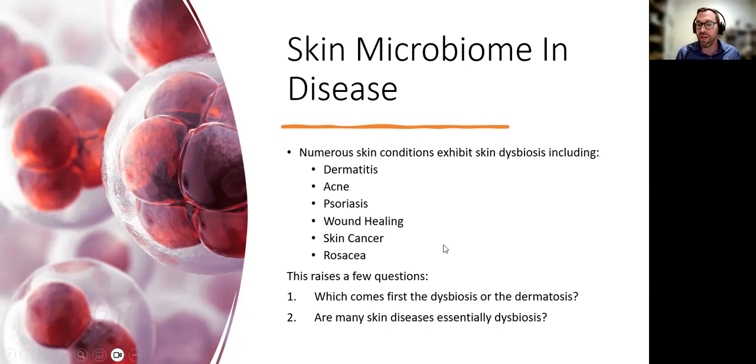And the second question it raises: are many skin diseases essentially dysbiosis? So we're changing the way we look at things. If we think about dermatitis, for example, atopic dermatitis tends to be common in younger populations. And we know that there's an abundance of pathogenic flora. Staph aureus, like I mentioned before, becomes overexpressed, and the amount of microbial diversity changes with certain skin conditions. And the same thing happens in wound healing.